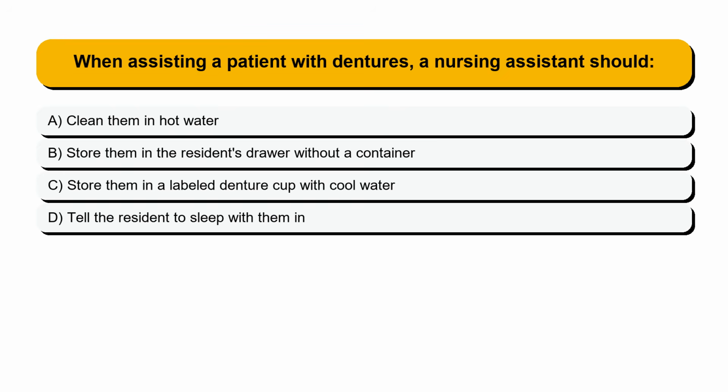When assisting a patient with dentures, a nursing assistant should: Option A, clean them in hot water. Option B, store them in the resident's drawer without a container. Option C, store them in a labeled denture cup with cool water. Option D, tell the resident to sleep with them in.